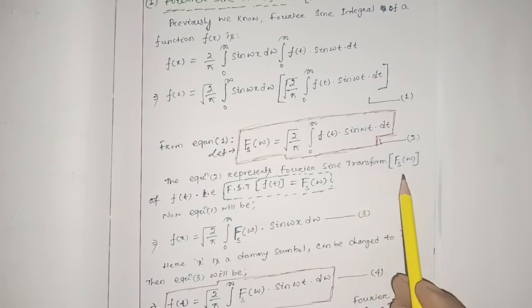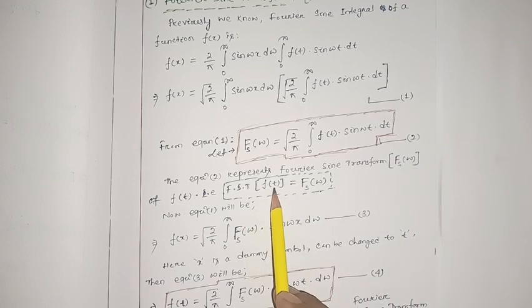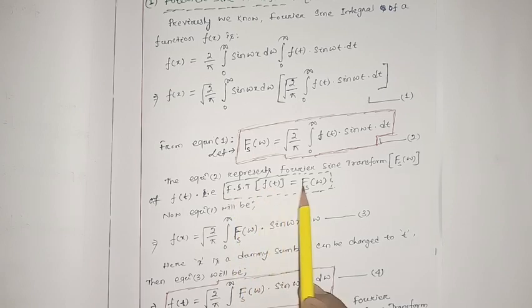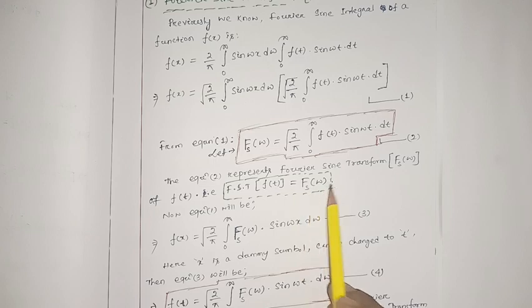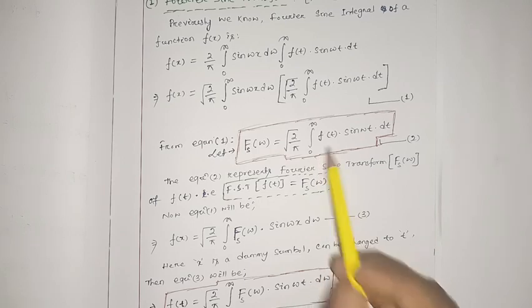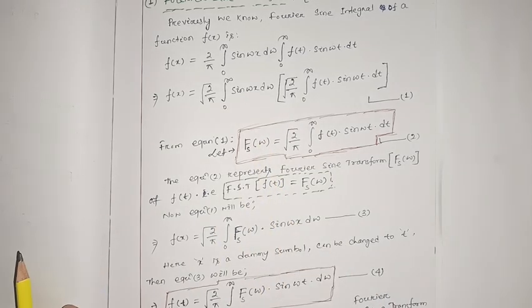Fourier sine transform F s omega means Fourier sine transform of f of t, or we can write F.S.T. of f of t is your capital F s omega. So just remember this integral, which is called the Fourier sine transform, which transforms the t domain to the omega domain.